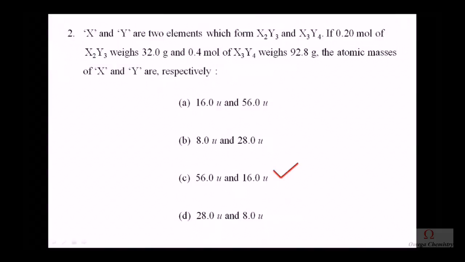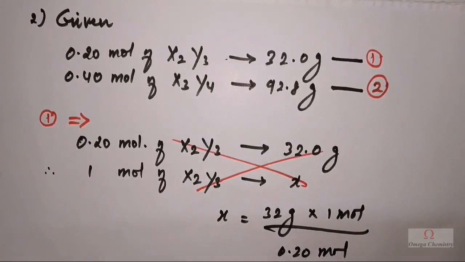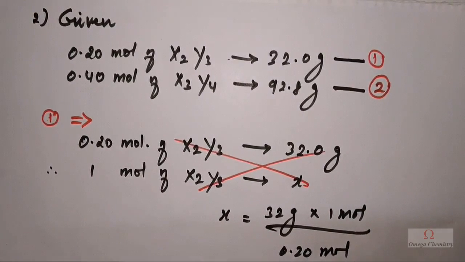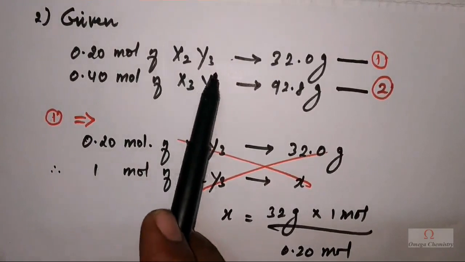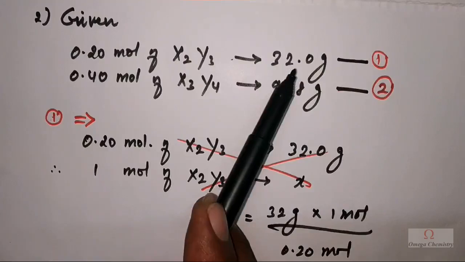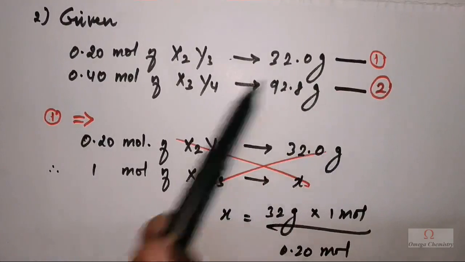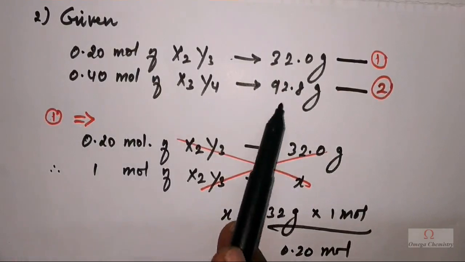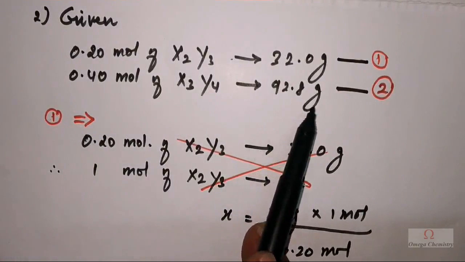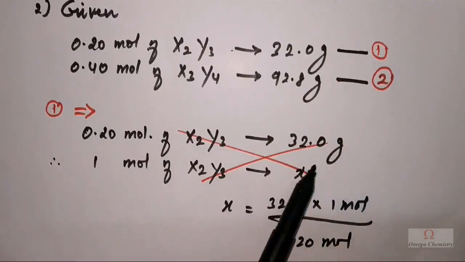Fine. The answer is C. Okay, students. So the given data is 0.20 moles of X2Y3. It weighs 32 grams. I am going to call this equation number 1. And 0.40 moles of X3Y4 weighs 92.8 grams. I am going to call it equation number 2.